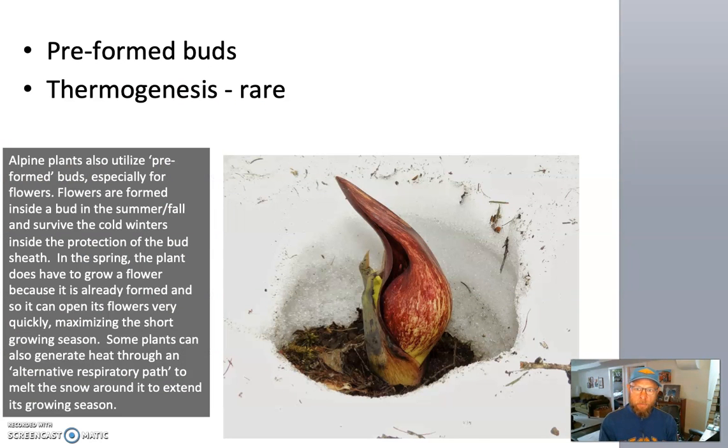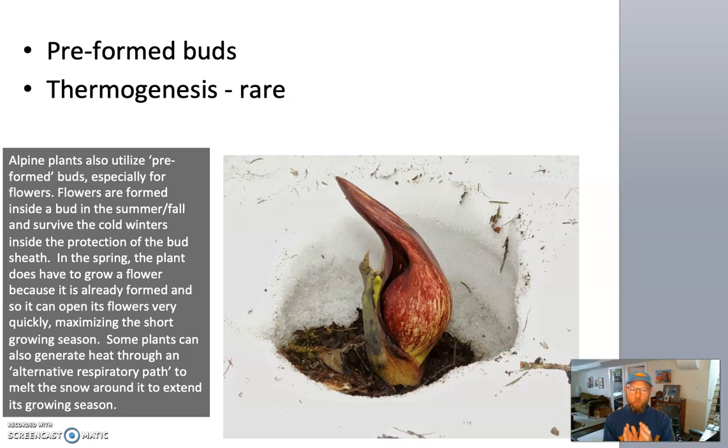Another one is what's called preformed buds and then thermogenesis. So preformed buds, when we're talking about this, we're really talking about flowers in this particular case. What a lot of alpine plants do is they grow and develop their flowers the year before they're going to use them. But then they keep those flowers in a bud so that those flowers are pretty protected. But the flowers are all ready to go. It doesn't take very long to open them up so they can be pollinated.